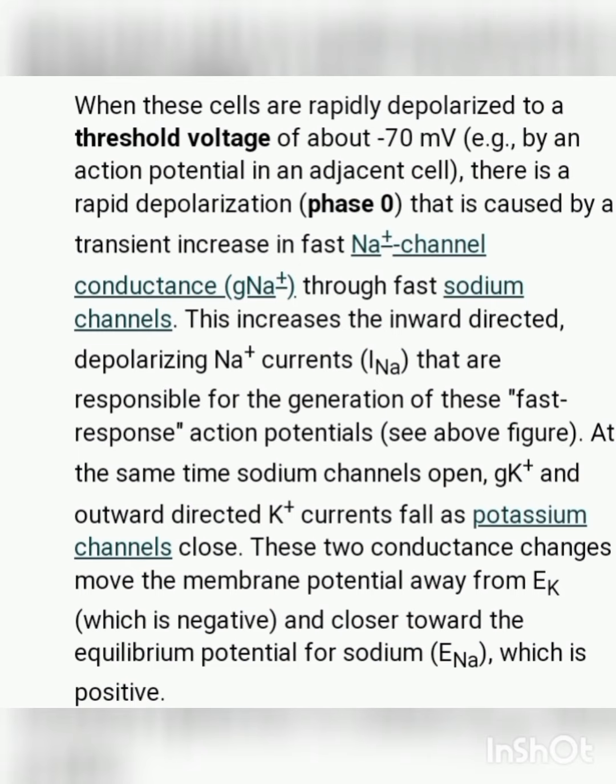When these cells are rapidly depolarized to a threshold voltage of about -70 mV, there is a rapid depolarization, phase 0, caused by a transient increase in fast sodium channel conductance. This increases the inward directed depolarizing sodium current that is responsible for the generation of these fast response action potentials. At the same time, as sodium channels open, potassium conductance and outward directed potassium current fall as potassium channels close. These two conductance changes move the membrane potential away from EK, which is negative, and closer toward the equilibrium potential for sodium, which is positive.